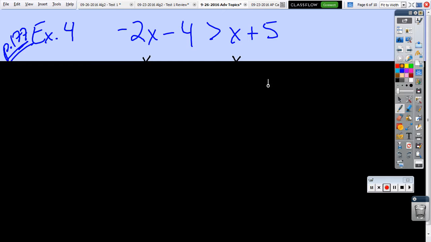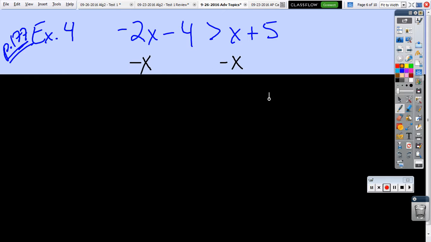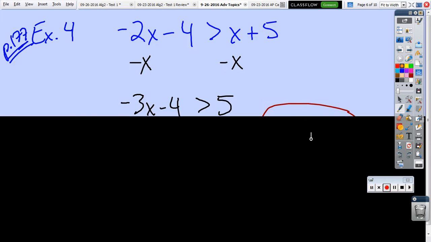I happen to pick the path of subtracting x from both sides. Doing so gives me this new inequality: negative 3x minus 4 is greater than 5. Wait, so if I multiply by a negative or divide by a negative, I have to flip it? Yep. Anytime you multiply or divide by a negative on each side, you have to flip the sign.